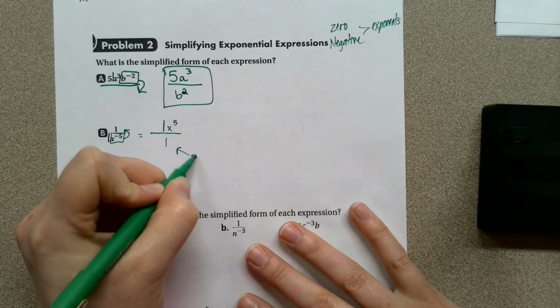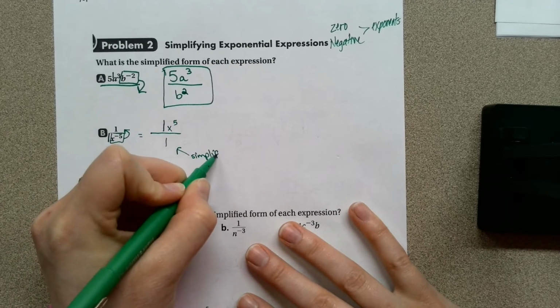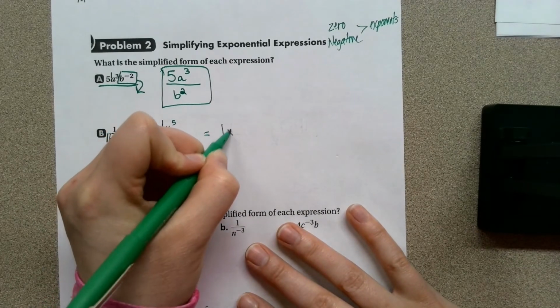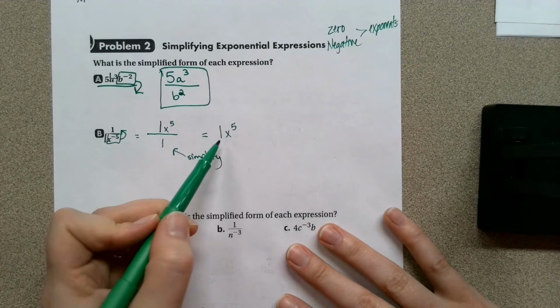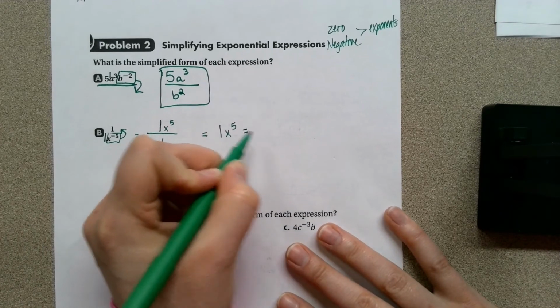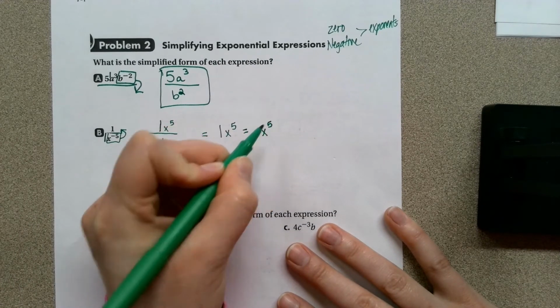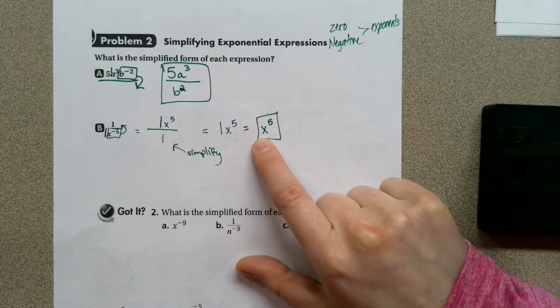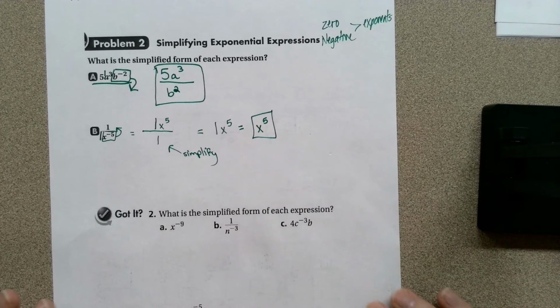That we can simplify, because 1 is in the denominator. So it's really going to give us just 1 x to the fifth, which in this moment, we don't have to show that 1, because anything could be multiplied by 1. Even without it written, there's still a coefficient of 1.